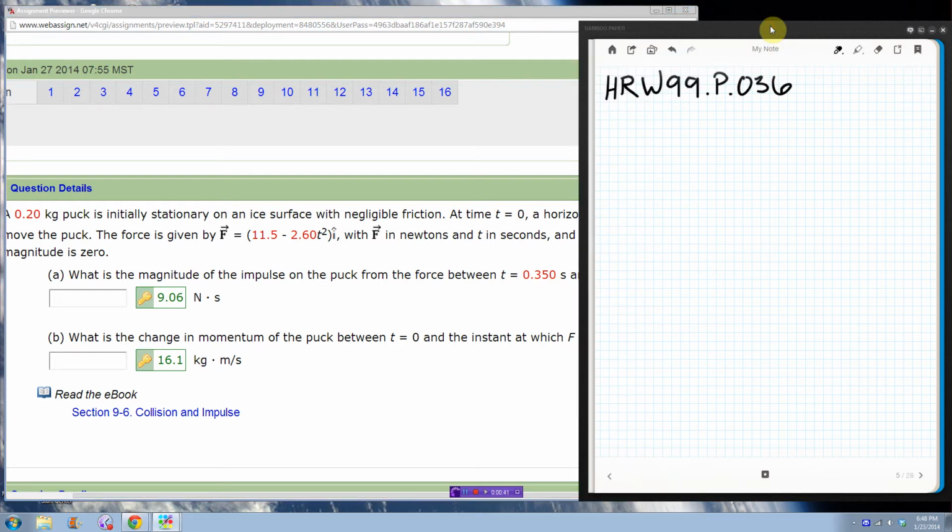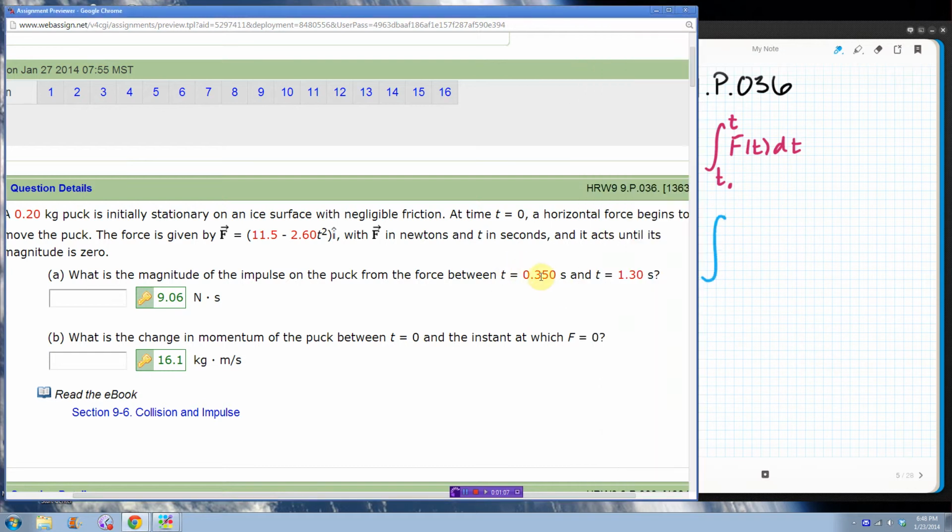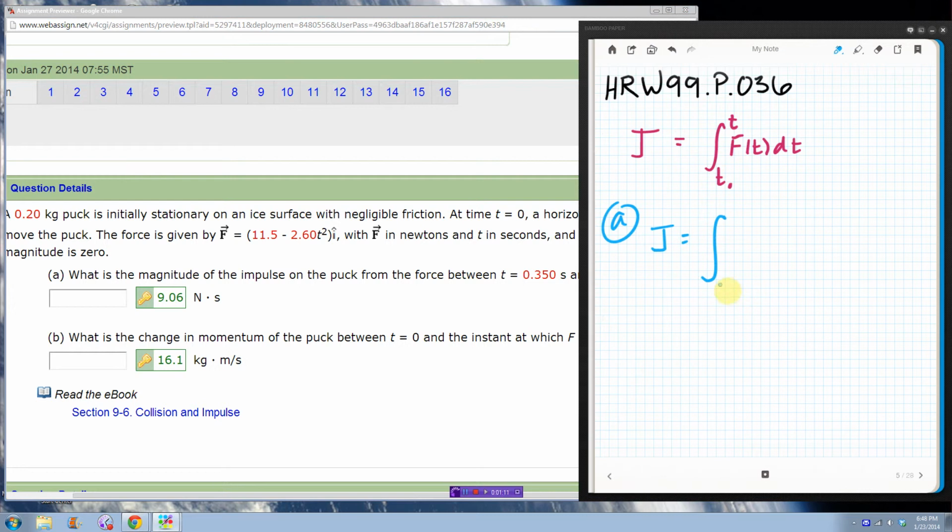Well, I know that the impulse on an object is equal to the integral of a variable force as a function of t dt from initial time to final time. So all I have to do is plug that in. For this particular problem, we're going from t equals 0.35 to t equals 1.3. That gives us our limits.